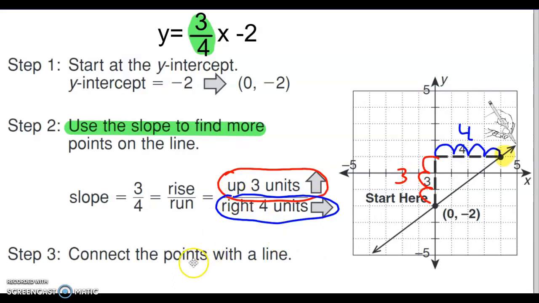And that's how you do it. Matter of fact, if you had 3 over 4 and they're both negative, you would go down 3 and then over 4, and that spot would be right here, because a negative divided by a negative is a positive. So just pay close attention to what you're doing. Rise over run. The numerator is the up or down. The denominator is the left or right. Okay? Alright, let's take a look at a couple examples.